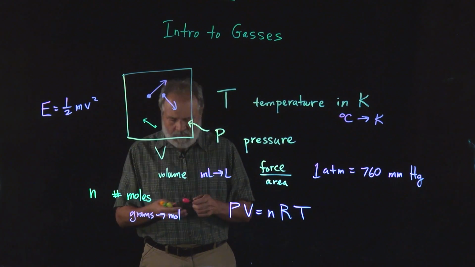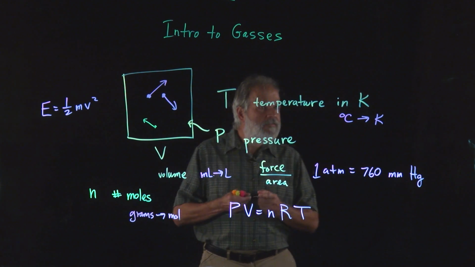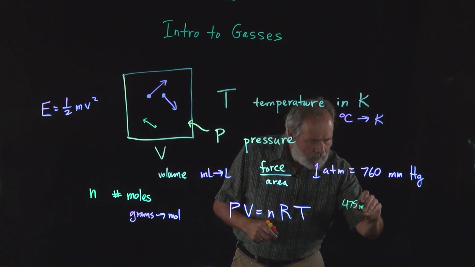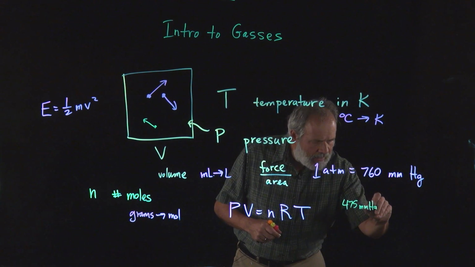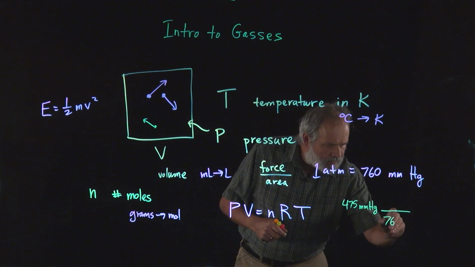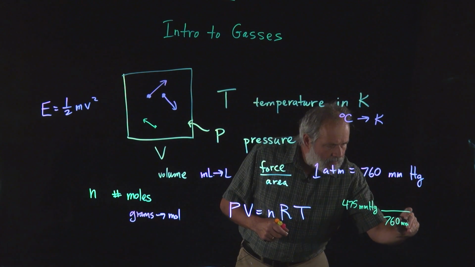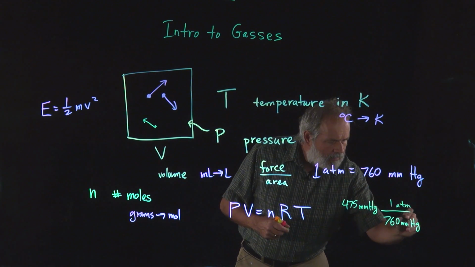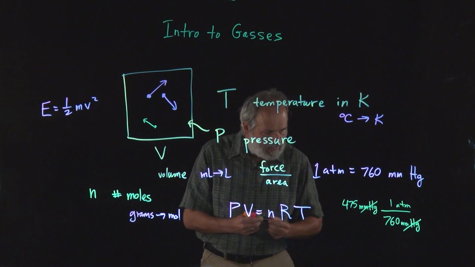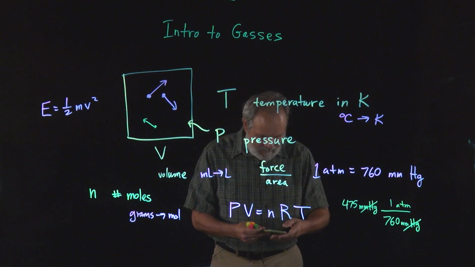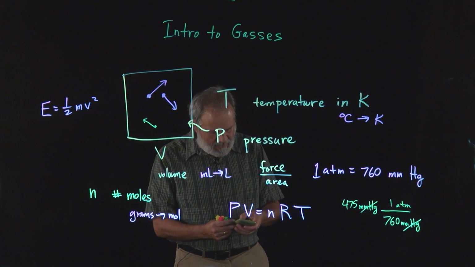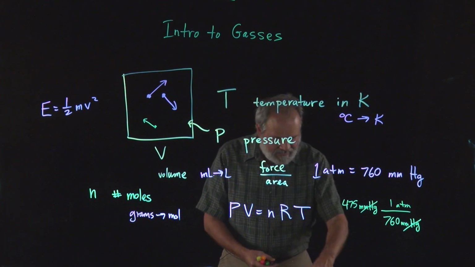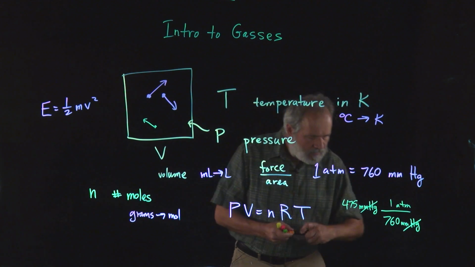All right, so we're just going to do a simple problem doing the conversion. What is 475 millimeters of mercury in atmospheres? Well, there's 760 in 1 atmosphere. And so the answer is 475 divided by 760, and we get 0.625 atmospheres.